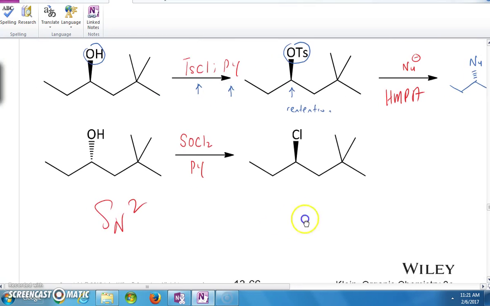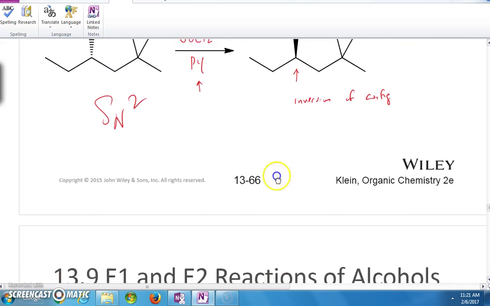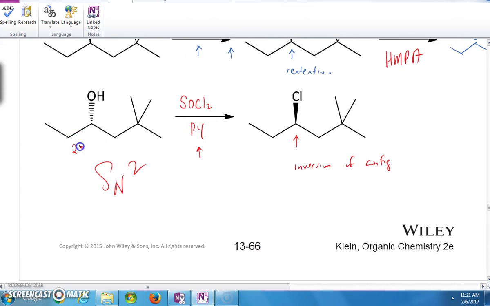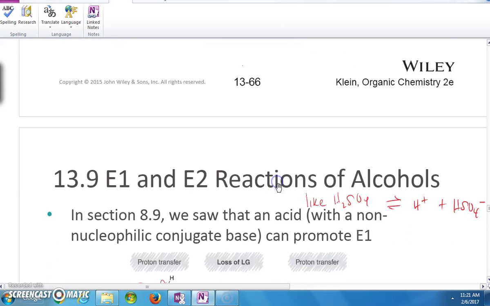Now, with SOCl2, you can also do the same again with pyridine. Use SN2 again, and you can see this inversion of configuration. So make a note of that. And you can see that this is a secondary alcohol, and this is a secondary alcohol as well. These are things you want to make a note of.